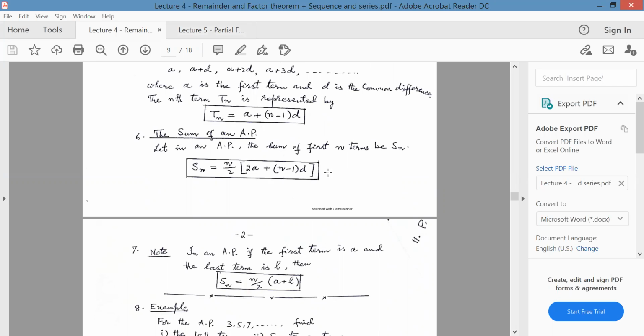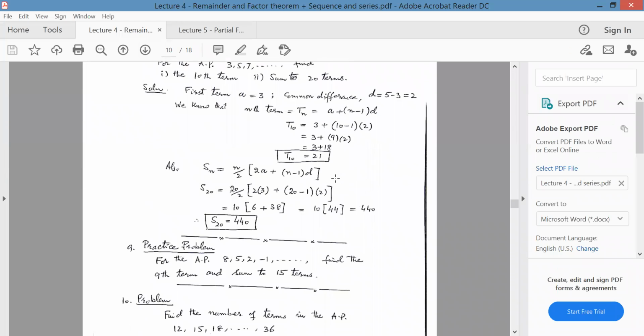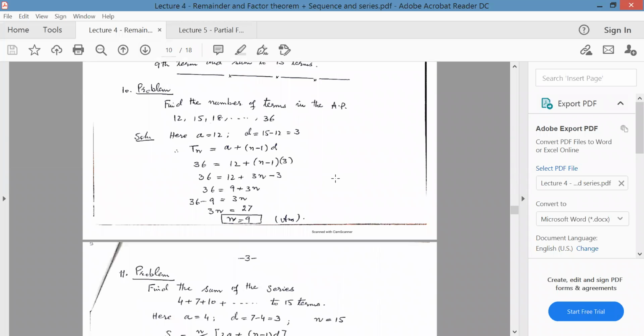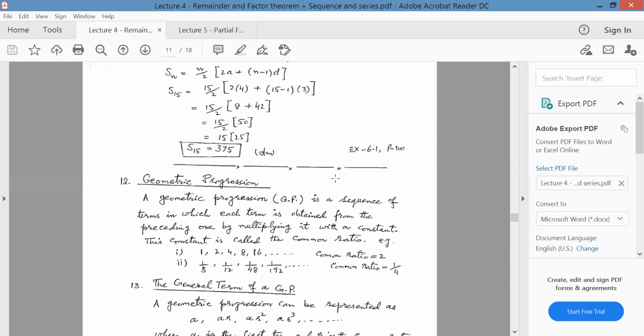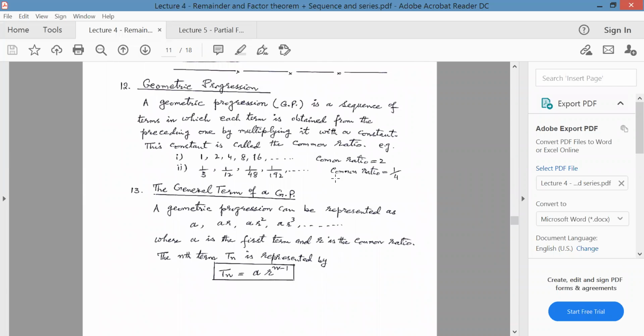Similarly, this is the formula for finding the sum of the n terms of an AP series. That is Sn. The formula is n by 2, in the bracket, twice of a plus (n minus 1) into d. a is your first term, d is the common difference, and n is the number of terms. We did certain examples and I hope you remember them. Then we started the geometric progression.